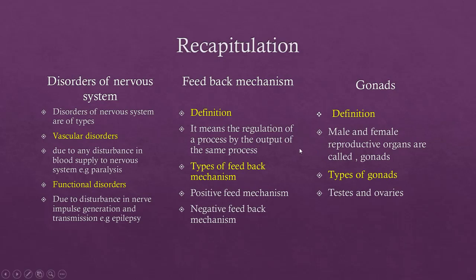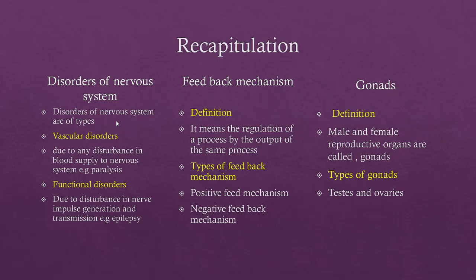And the second one, feedback mechanism. It means the regulation of a process by the output of the same process. There are two types of feedback mechanism: positive feedback mechanism and negative feedback mechanism. We have studied it with examples. And the last one, disorders of a nervous system.